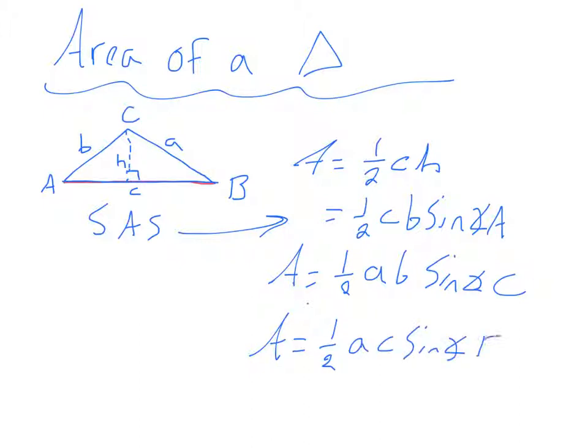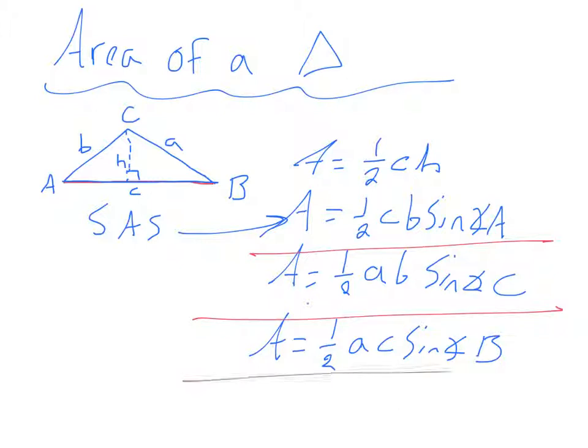So in any of the three possible SAS configurations, I can use one of these three formulas here to find the area of the triangle just by plugging into the formula. And it's derived very easily from right triangle trig by just drawing in your height and then using trigonometry to find h and then plugging it in, okay? So we can use any one of these three formulas if we have side angle side.